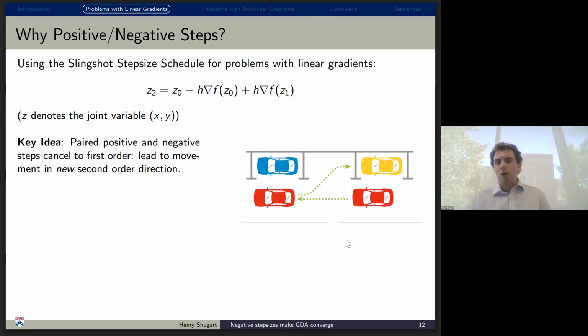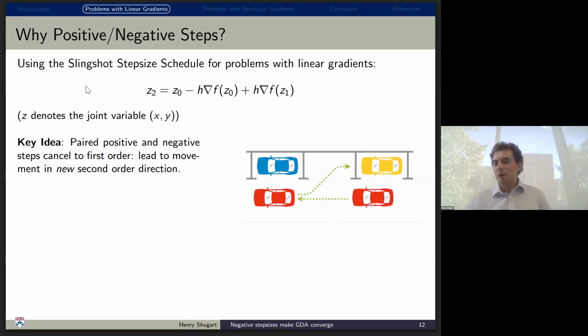Okay, so why are these positive negative step sizes good? I just showed you some analysis that might look a little bit like an algebra trick, and I don't really blame you if you're not convinced yet, but hopefully I can show you that this is more than just an algebra trick and that it's doing something that at least on the surface makes a little bit of sense.